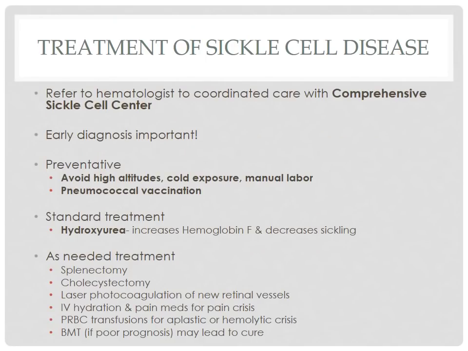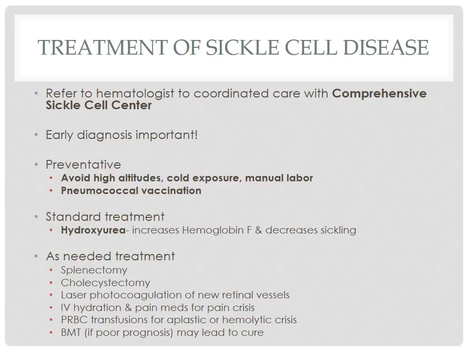It's important in the treatment of sickle cell disease to be sure that the patient is referred to a comprehensive sickle cell center. Early diagnosis is really crucial for these patients. As far as prevention, these patients should avoid high altitudes, exposure to cold, and manual labor. It's also very important for them to have the pneumococcal vaccine, especially if they're at risk for asplenia. The standard treatment for sickle cell disease is hydroxyurea, which increases the amount of fetal hemoglobin and helps to decrease some of the sickling that can be seen in the disease.